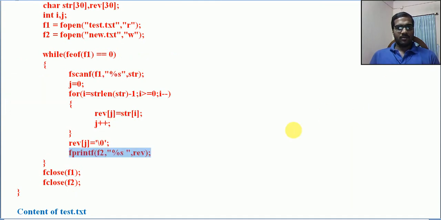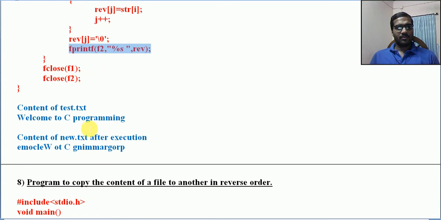One example is given: Welcome to C programming. So the content of new.h will be the reverse. The first word will be reversed, then the second will be reversed, then the third will be C. This is only a single word, the same thing. This is the result.